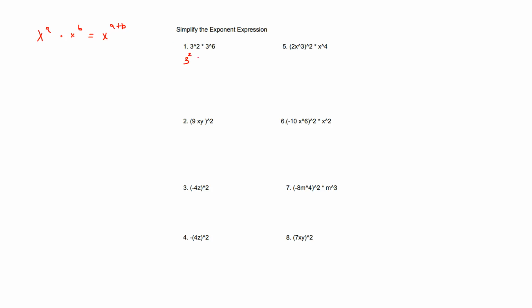it's 3 squared times 3 to the power of 6. And the terms have the same base, which is 3, right? So to simplify this, you keep that base of 3, but you add their exponents together. So it's 3 to the power of 2 plus 6, which is also just 3 to the power of 8.